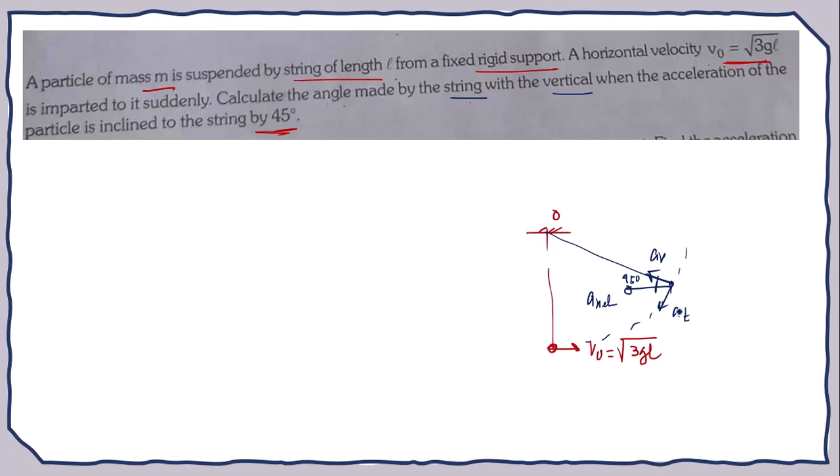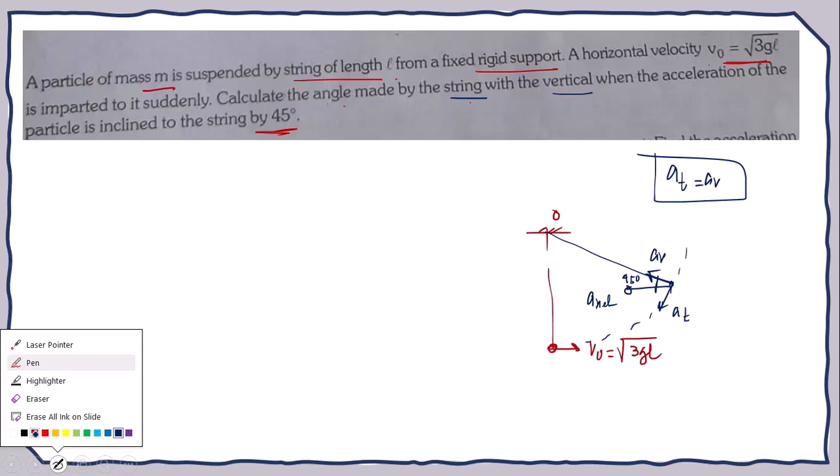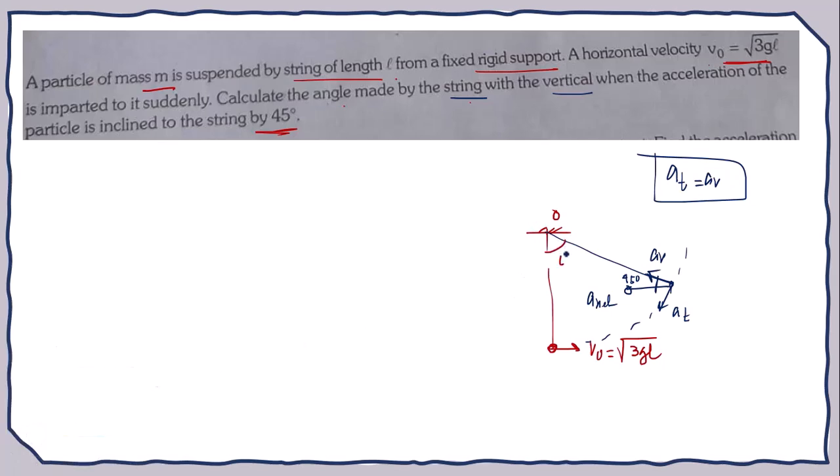That means AT and AR must be equal. At this location, AT equals AR. What is AT? AT is simply g sine theta, and you are asked to calculate that theta angle. So AT is g sine theta. And what about AR? For AR, let us say at this position the velocity of the particle is v.